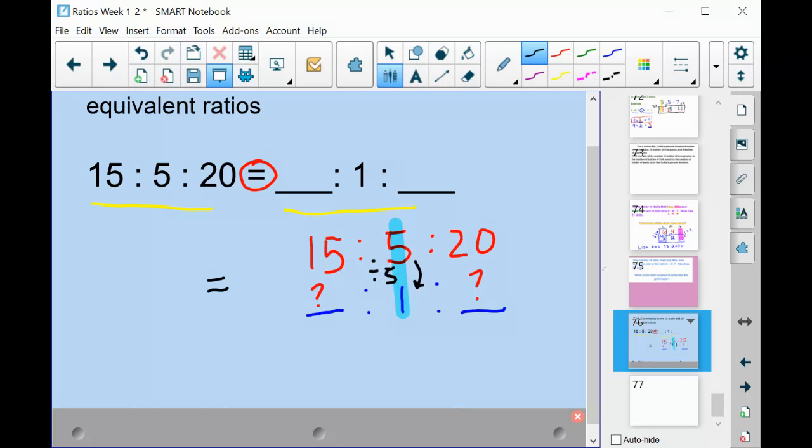Now to find these two missing terms, all we need to do is continue with that. Divided by 5. 20 divided by 5 is 4. And 15 divided by 5 is 3. There you go. Is that what you got on your board? 3 to 1 to 4. And that's it for today.